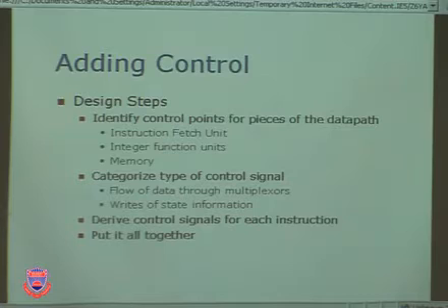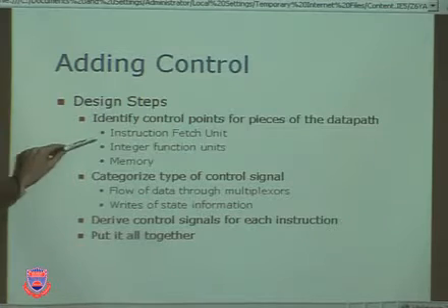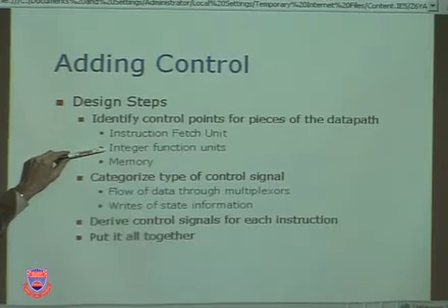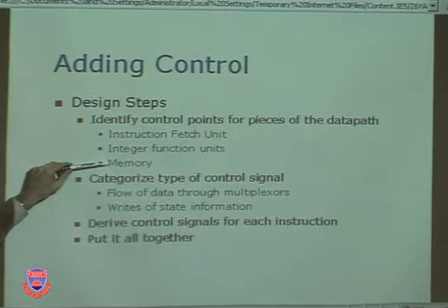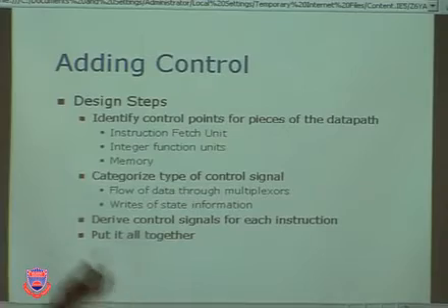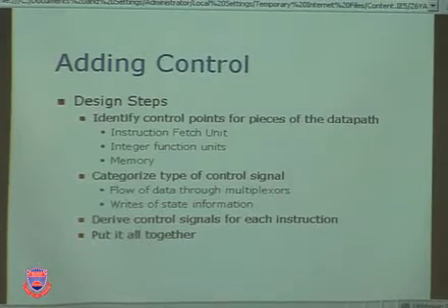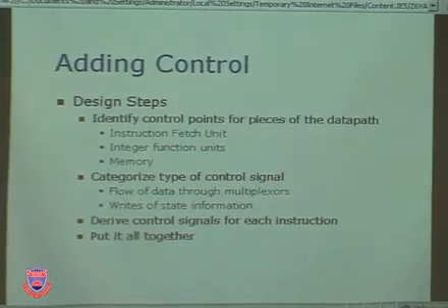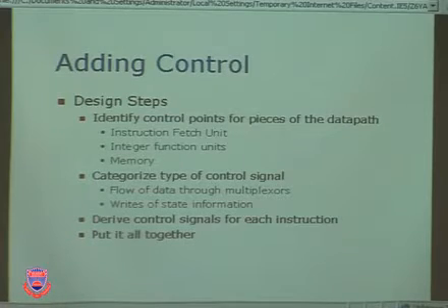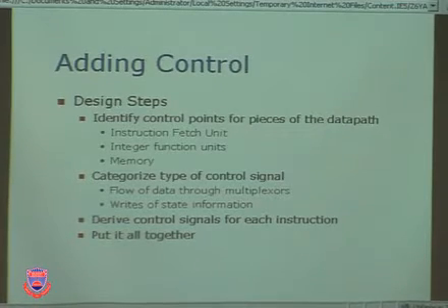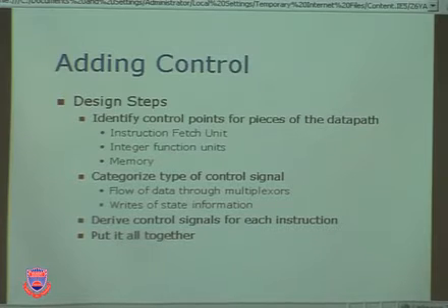So you look at the data path, and you find out, does the instruction fetch unit have some control signals? Does the integer function units have some control signals? Does memory access have some control signals? You find all those control signals, and of course, asserting them and deasserting them at the right times is the job of the control unit. And if you do it correctly, then the operations that you want will be successfully carried out.